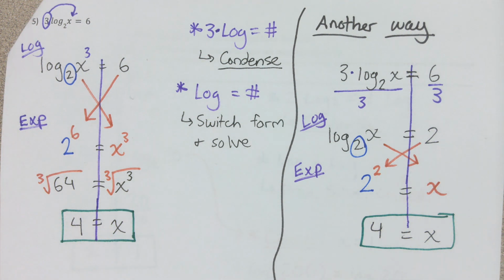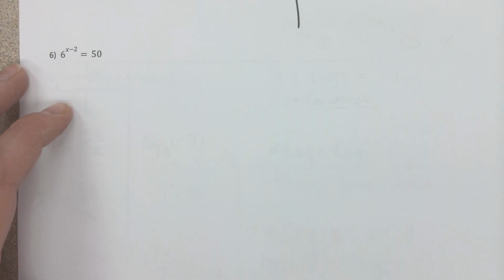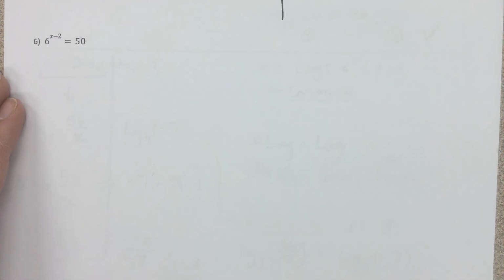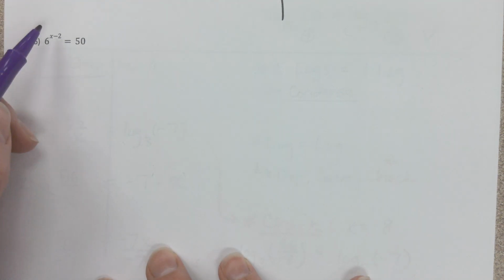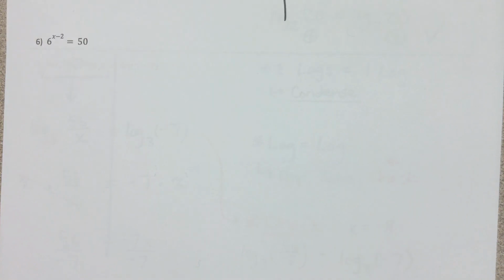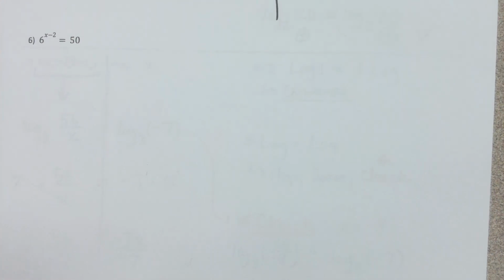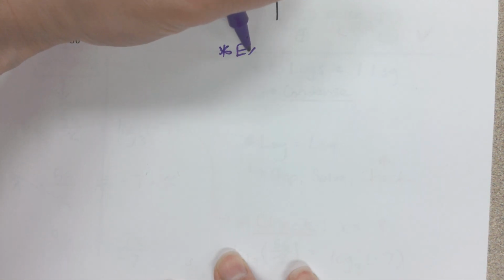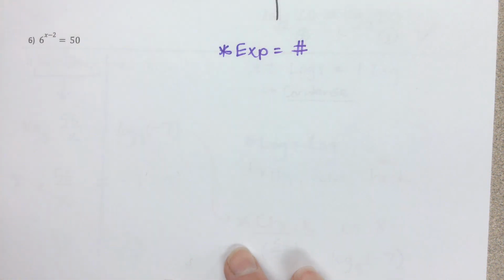Questions on number 5 before we get to our final problem? Okay. This one's different from the other problems that we've done so far. It'll throw you for a loop. Definitely going to make sure you get some practice with these. 6 to the x minus 2 equals 50. Currently, we have an exponential on the left and then a number on the right. Now, I could have labeled it previously. I just didn't think about it when I did those notes. But this would be exponential equals number.